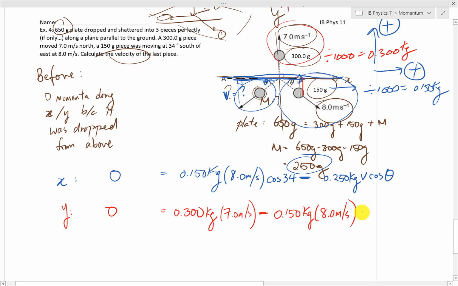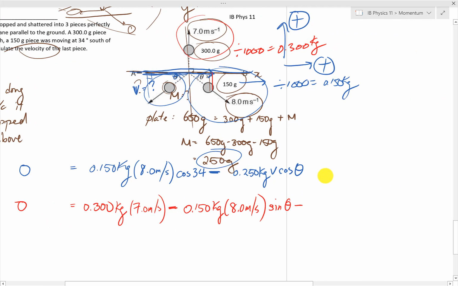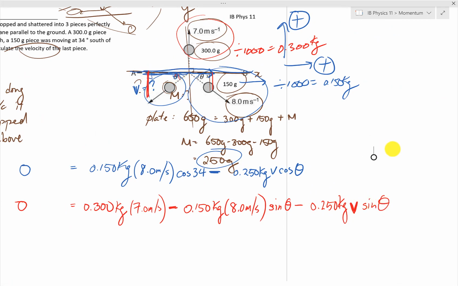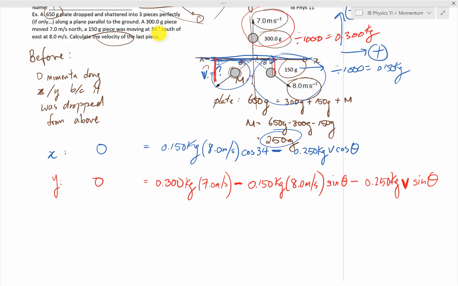In the y direction, we have 0 to begin with again, and after the shattering, the ups equals the ups minus the downs. So the up is the 7 piece, which is directly north, and the y components of both will use the sine theta, in which that should be sine 34, which is the one we know.